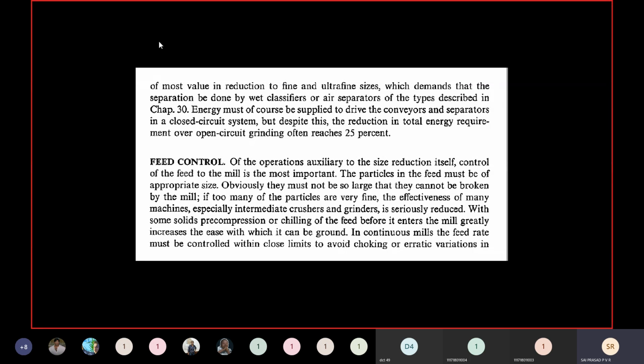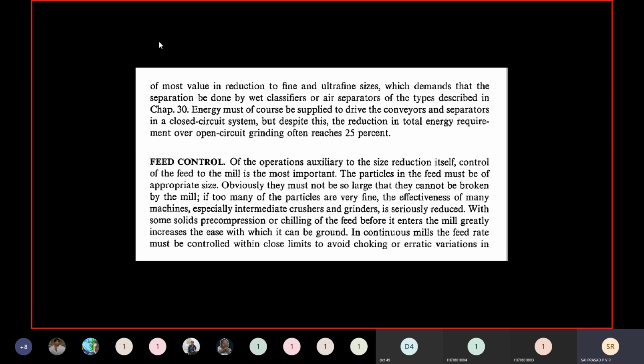Of most value in the reduction to ultrafine sizes, which demands that the separation be done by wet classifiers and air separators of the type described in your next chapter, that is unit number 4. We are going to study them. Energy must of course be supplied to drive the conveyor separators in the closed system. Despite this, the reduction in the total energy requirements over open circuit grinding often reaches 25%.